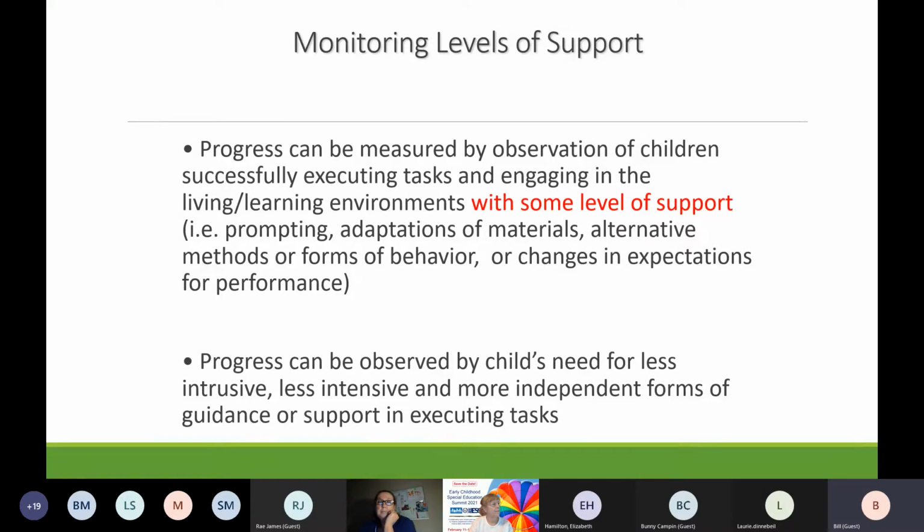So there's a couple of different ways we can gauge progress. We look at prompting strategies, how we adapt the materials and environment, and changes in our expectation for performance based on the skill level and competencies of the child. So we can gauge progress over time by saying at this time the child can do more than he could do. He needs less intensive and less frequent and less intrusive forms of support in order to demonstrate this skill. Next slide.